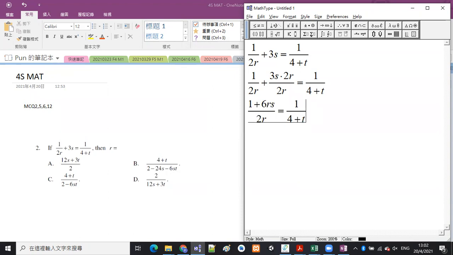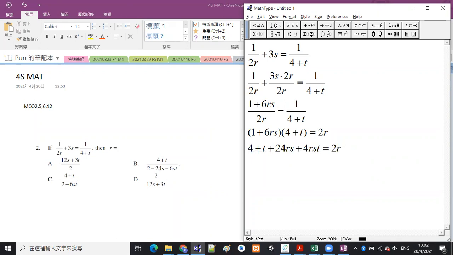When both sides are changed to one single fraction, you may multiply the denominator to the opposite side directly, okay? So the 4 plus T is multiplied to the left, like this, and then the 2R is multiplied to the right, becomes 2R, okay? And then you may expand the bracket, like this, 1 times 4 is 4, and then 1 times T is T, and then 6RS times 4 is 24RS, and then 6RST equals to R. Okay, to cancel out all the fractions.